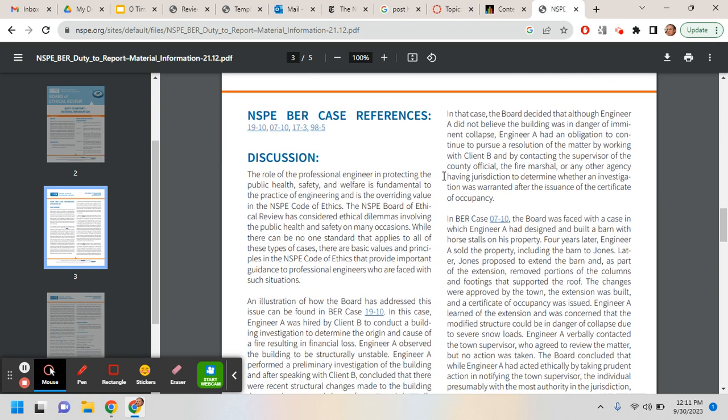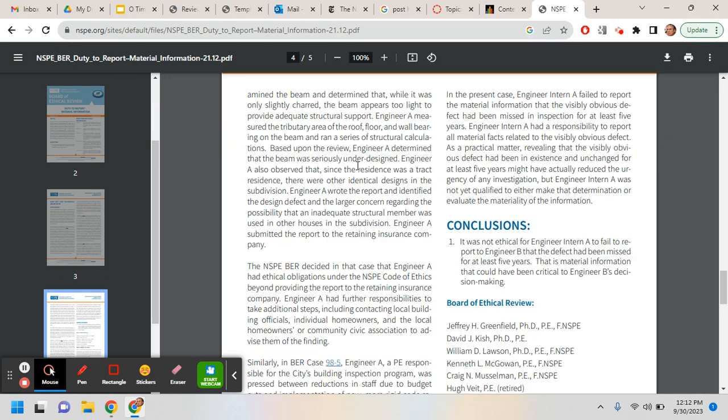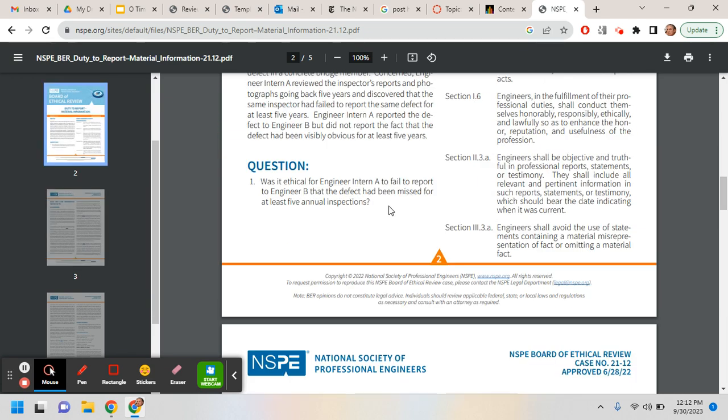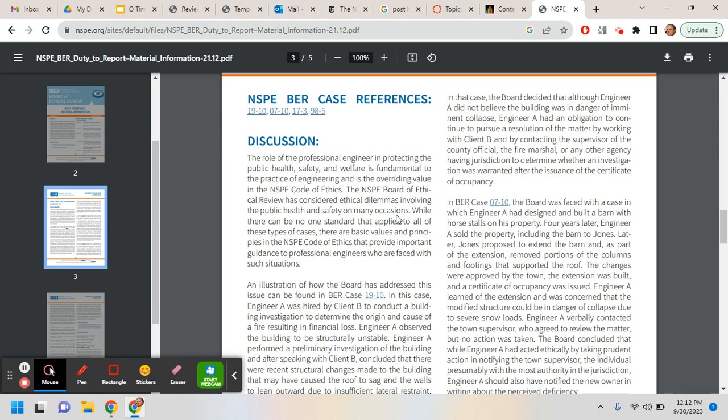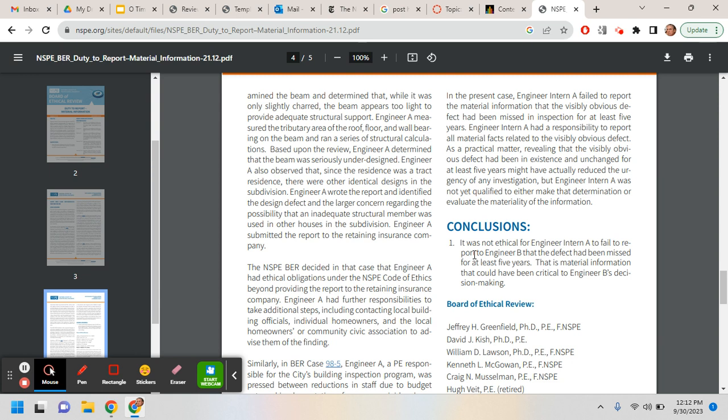And that is why we have the discussion, which is really the most important part, because that's where the analysis and the arguments are contained that allow the Board of Ethical Review to come to the last part of it, and that is the conclusion. The conclusion at the end is the answer to the initial question. If the question here is, was it ethical for engineer intern A to fail to report, et cetera, after the discussion of that question, here is their conclusion that it was not ethical for them to do what they did.